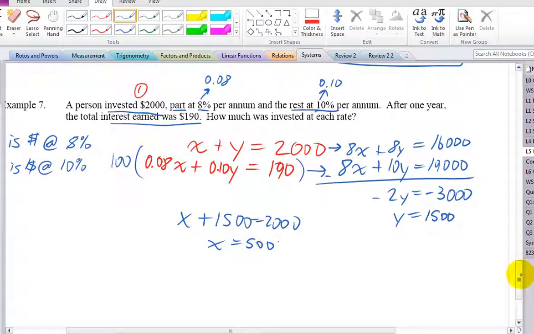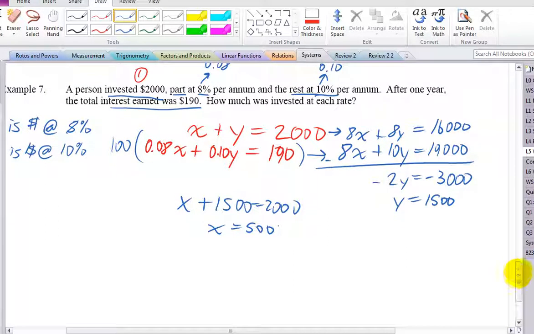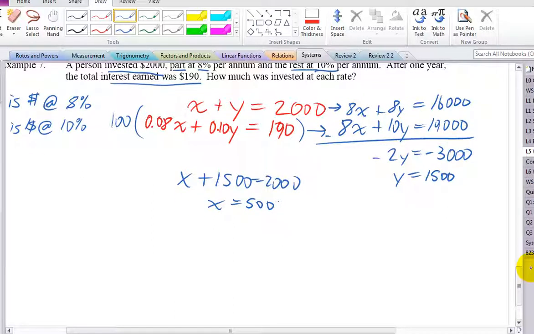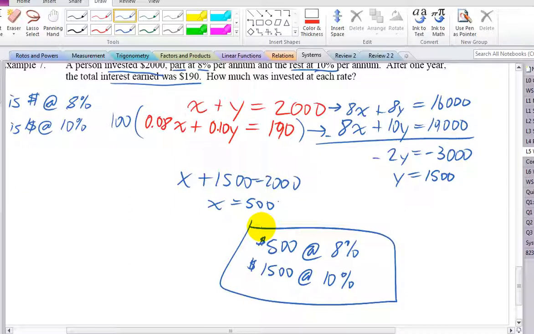Okay. Read the question, make sure you're answering it. Question is how much was invested at each rate. So it would be $500 at 8% and $1,500 at 10%. There you go. Any questions?